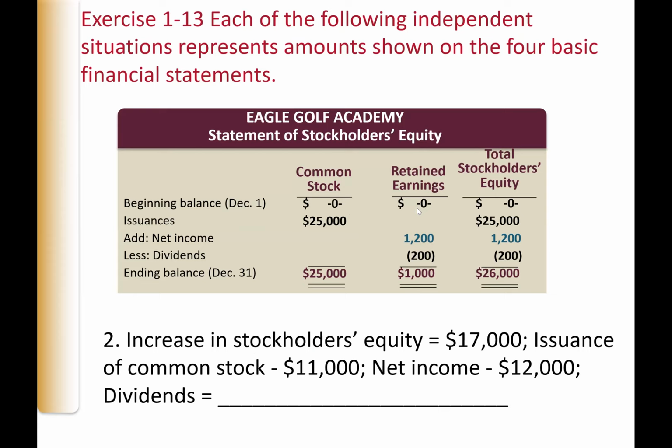If we have an increase in stockholders' equity of $17,000 and we have issuance of common stock for $11,000 and our net income is $12,000, what would be our dividends? So if we know we increased our balance $17,000 for the year, we can calculate what our dividends were, because right now, if we show our net income to be $12,000, we had to have paid dividends of $6,000 in order to get an ending balance here in our retained earnings, because the 11 plus the 6,000 give us our total stockholders' equity here of 17.